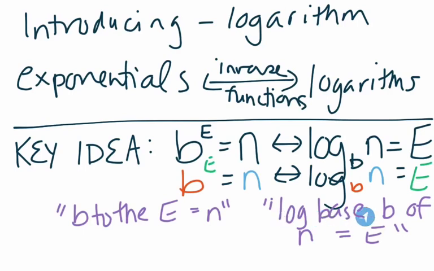This is log base b of n equals e. And if you are saying it out loud to me, I don't want to hear log bn. I want to hear log base b of n, because that is the correct way to say it. So the first set of exercises is just changing from one form to another. It's just getting practice rewriting your exponents as logs.